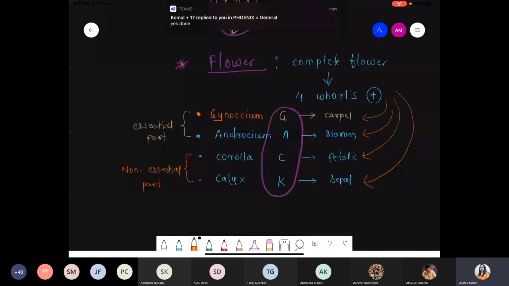Okay, chalo. Next part we are talking about a quick, simple diagrammatic representation of the flower, and not taking too much detail actually.